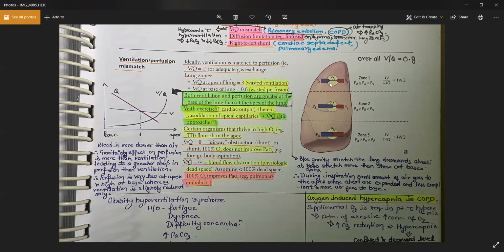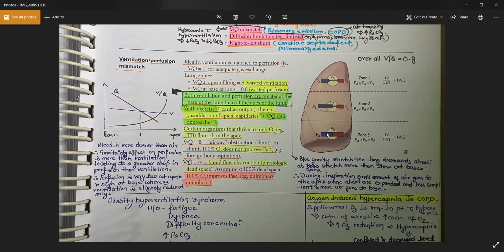Now see, the pressure throughout the alveoli, throughout the lungs, is approximately normal. You have PA here, PA here, PA here, same pressure. But because less pressure is present in the surroundings of the apex, this alveoli will be more distended, this alveoli moderately distended, and this alveoli less distended. Same pressure in all three alveoli, but because the surrounding pressure is low at the apex and high at the base, the alveoli at the apex will be more distended as compared to the base alveoli, right?